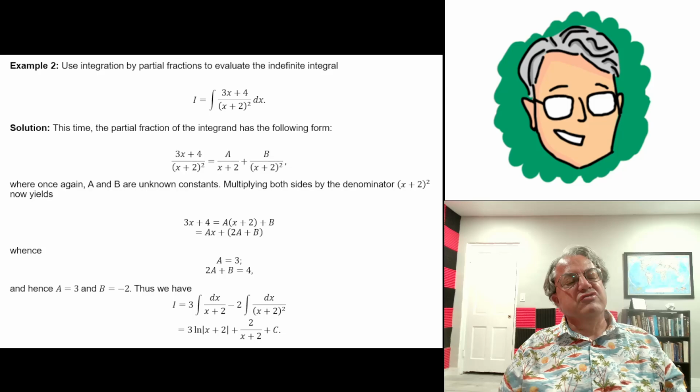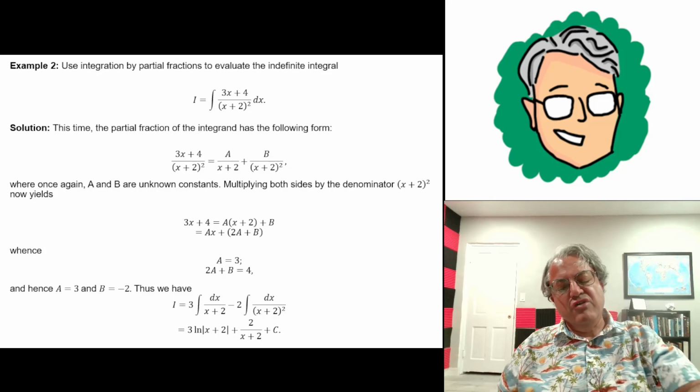Once again, these integrals are very easy to solve. The first one just gives you a natural logarithm. We get 3 times the natural logarithm of absolute value of x plus 2. And the second integral is just going to be 1 over x plus 2. So the second integral is going to give you plus 2 over x plus 2. And you always have an integration constant when you're done. So that's the answer. That's how you do that one. Not too much harder than the first one.